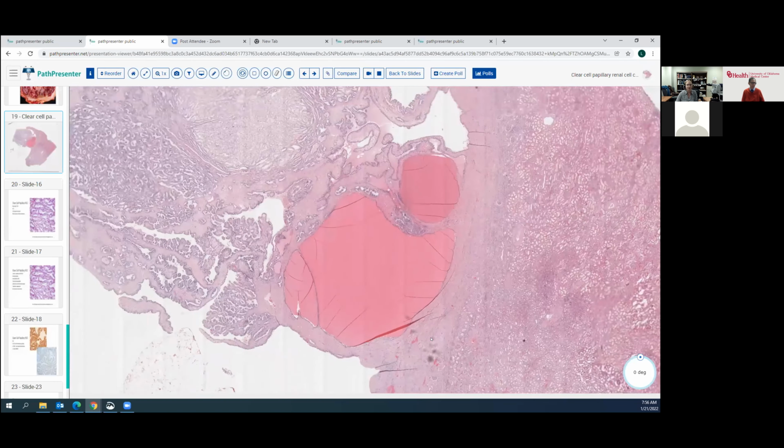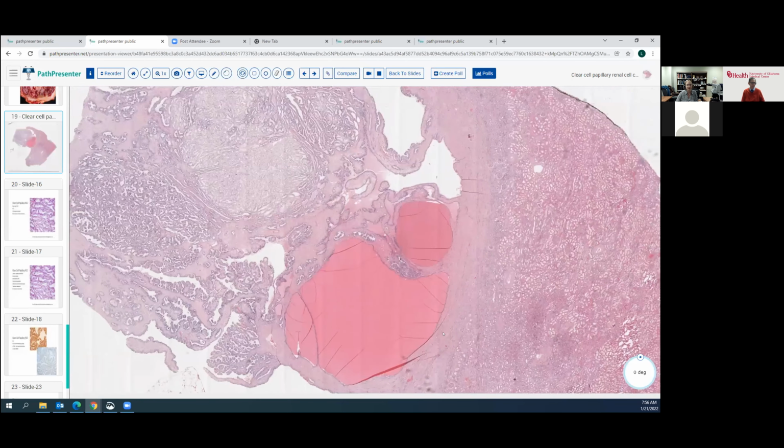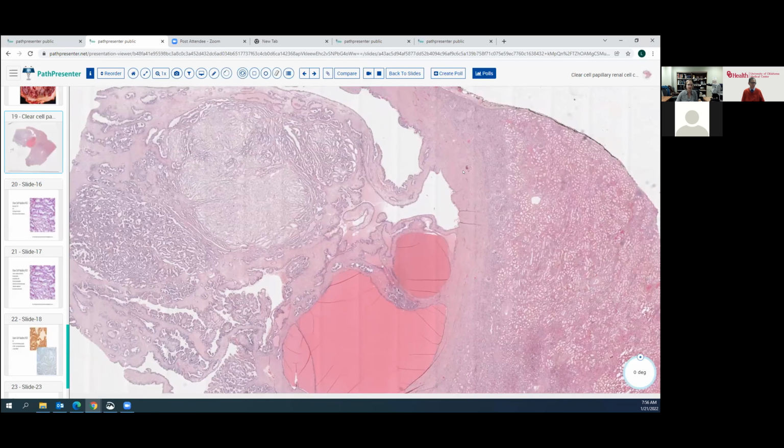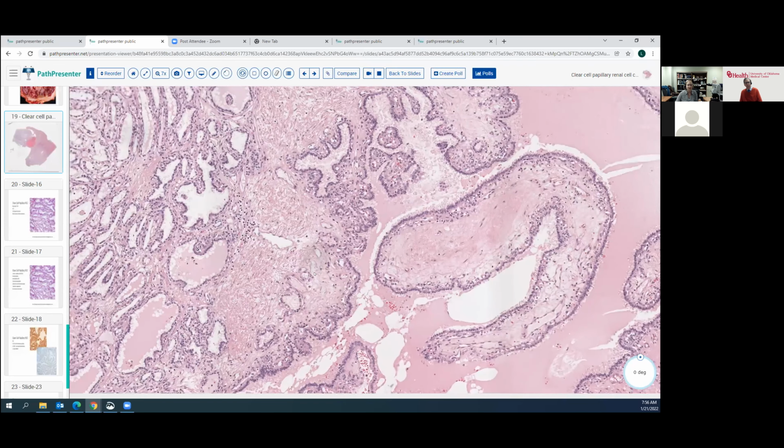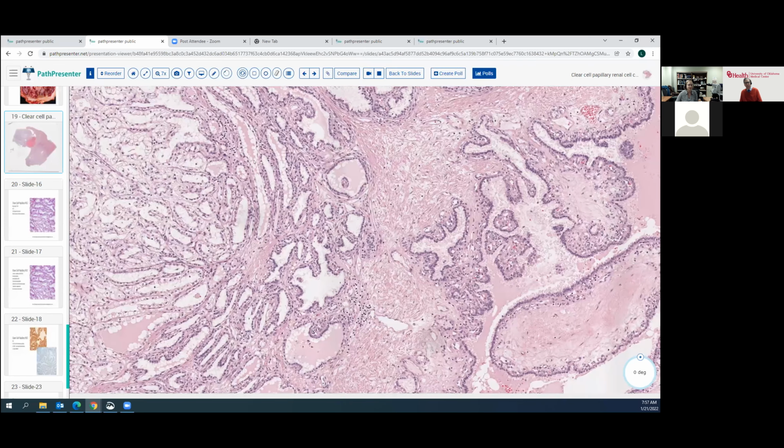On resection, they're very well circumscribed. There's a very nice border between the tumor and the normal benign renal parenchyma. You can see that there are these cystic spaces within the tumor. As we get closer, it can have a very tubulocystic pattern.